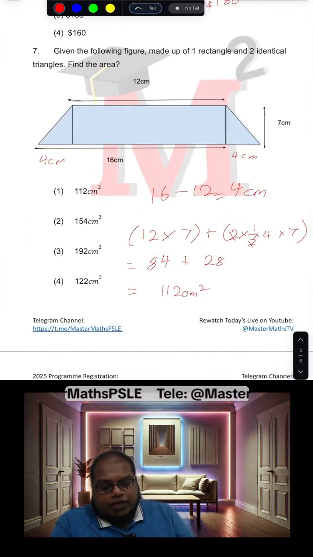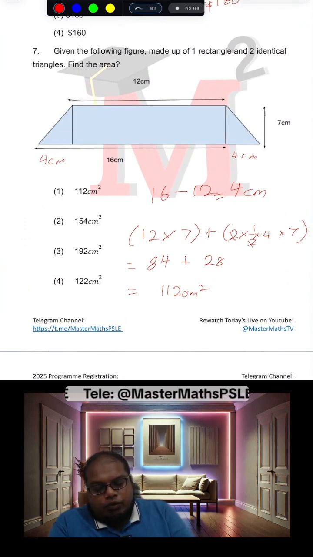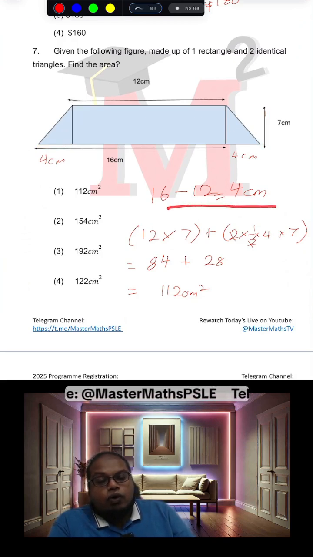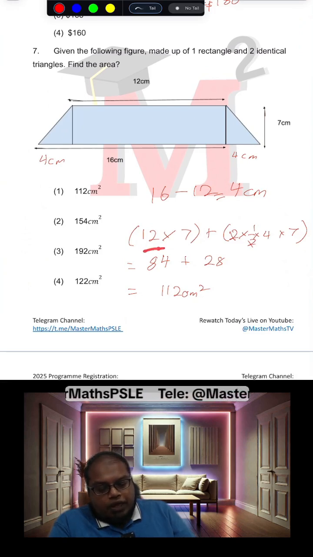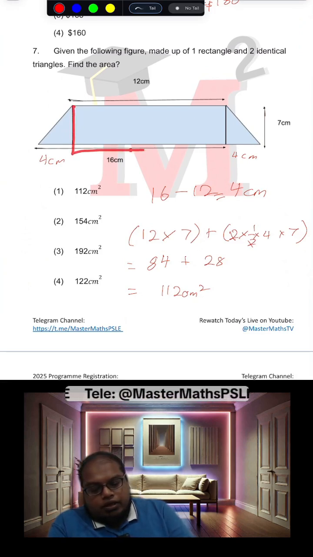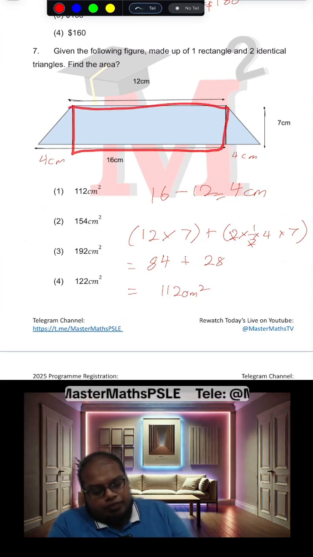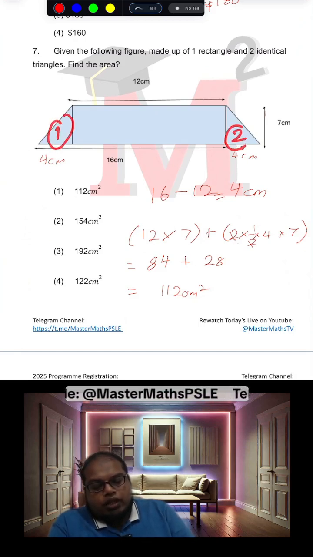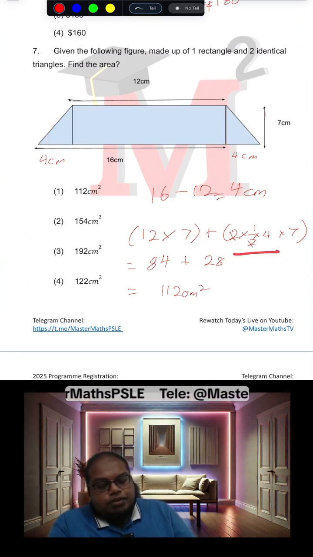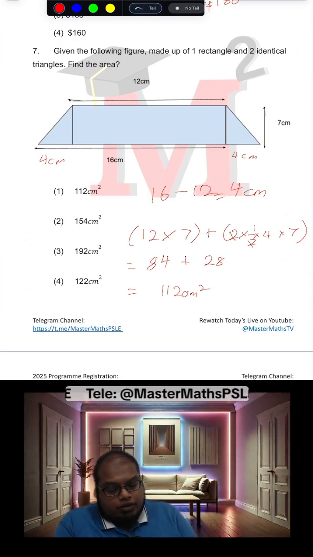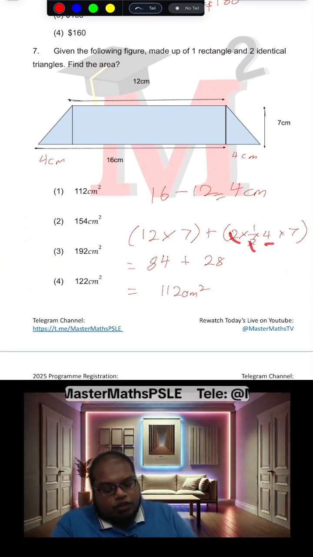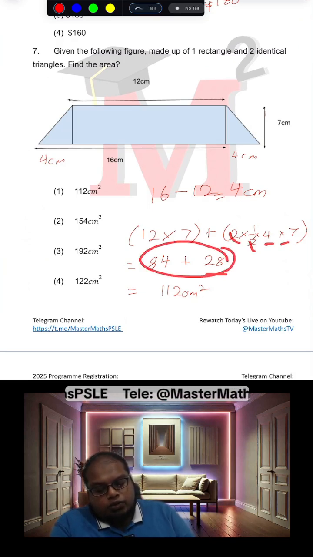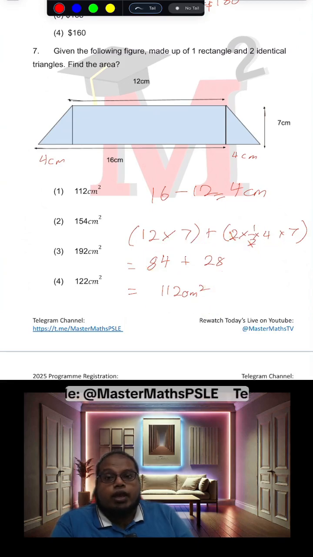And question 7, like I said, we firstly need to find what's the base here, because we already know the height is 7. So 16 minus 12 is 4, and 12 times 7 is the area of this rectangle here, plus 2 times. Why 2 times? Because there's 1 triangle, 2 triangles. 2 times half times 4 times 7. So I cancel the 2 and this 2. 4 times 7 is 28. When I add these 2 together, I will get 112 cm square.